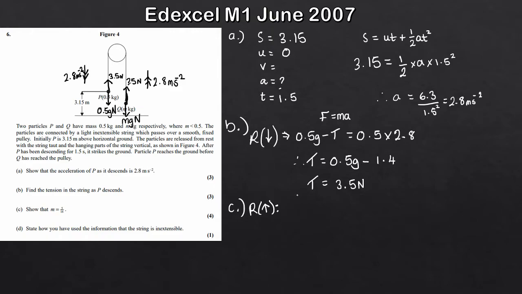So now we're resolving upwards, so that's going to be 3.5, our tension, minus the force downwards, so mg. This is going to be equal now to mass times acceleration. The mass, we don't know, that's just m, so it's going to be m times the acceleration, which is 2.8. Okay. Now at this stage, we just need to solve this in terms of m. So this will give me 2.8m here. So we just write it out again. 2.8m.